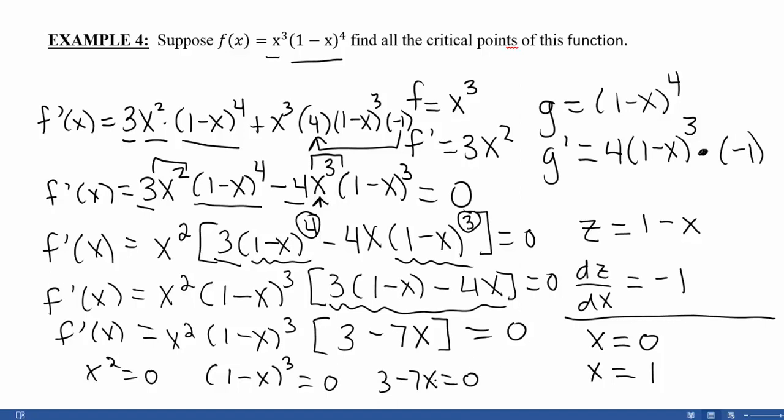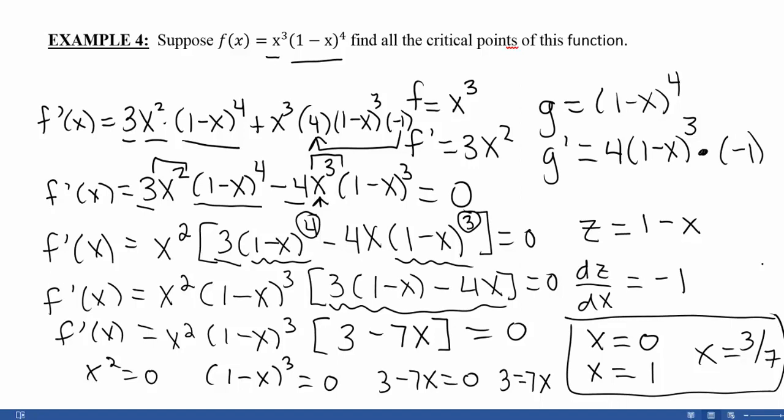If I solve for x, I can bring the 7x over. So 3 equals 7x. So x equals 3/7 is my third critical point. So here, my critical points are x equals 0, x equals 1, and x equals 3/7. Here, the algebra is a bit tricky. As long as you're really careful about your factoring, however, you should be able to get to your critical points.